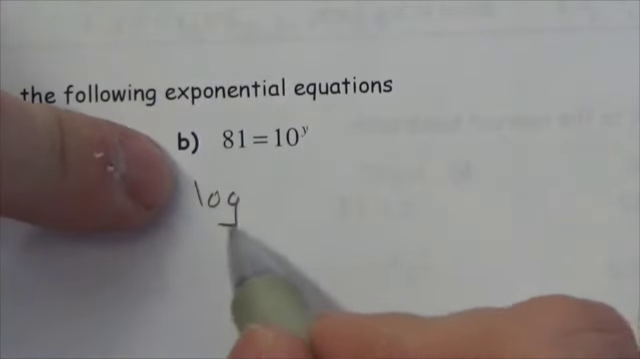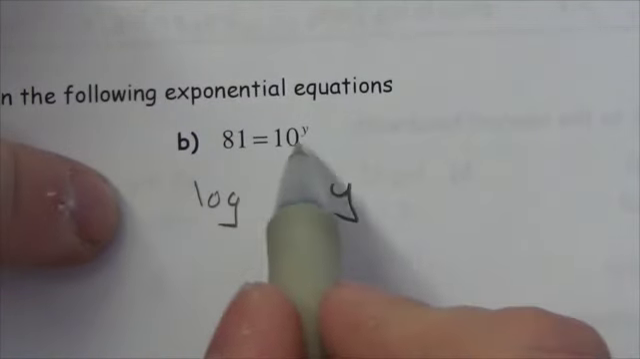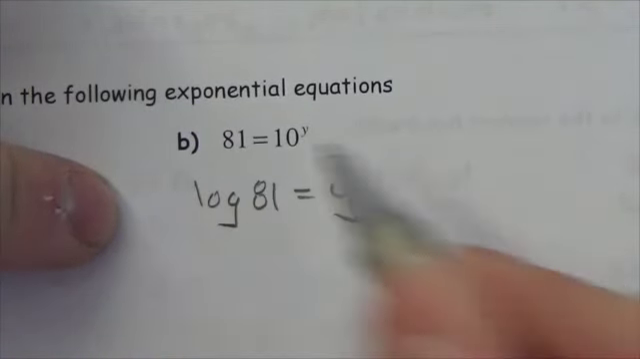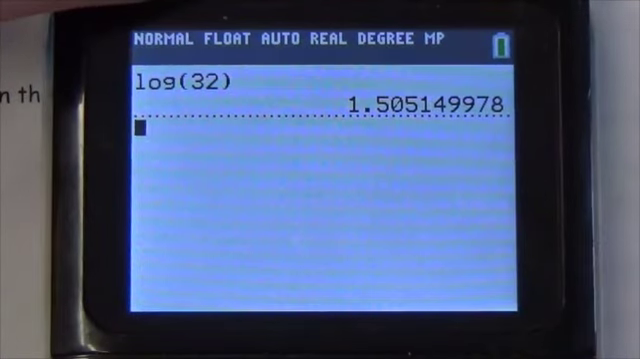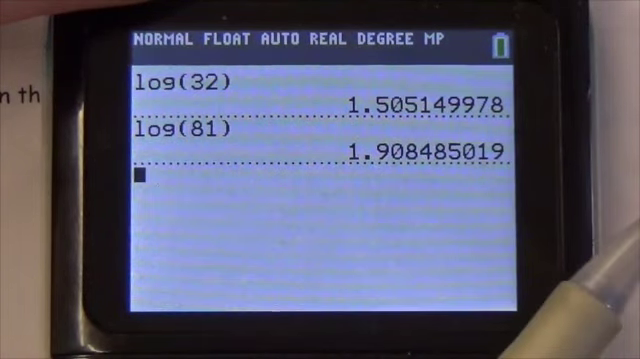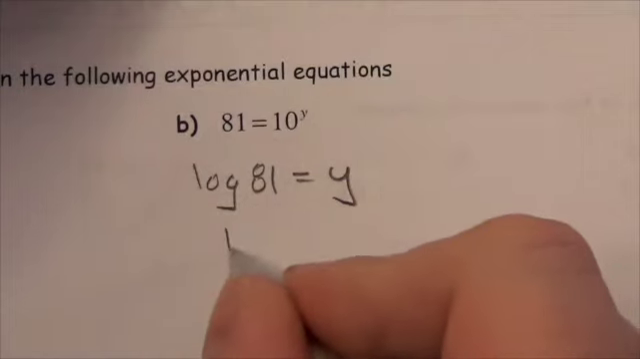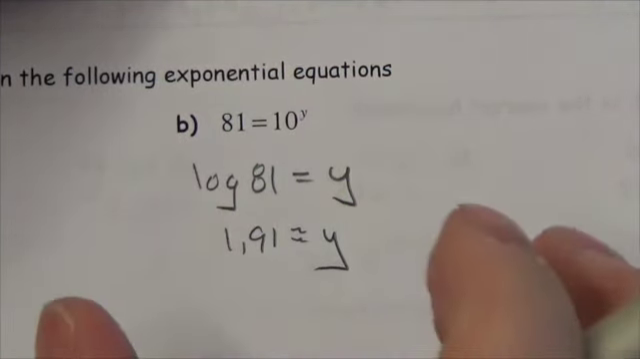So log base 10, so I don't need to write it if it's base 10, is going to equal the exponent. And whatever that's equal to, that goes inside the logarithm. And so again, I come over here and I will take the common log of 81. And again, I'll round that to the nearest hundredth. So 1.91 is approximately equal to y.